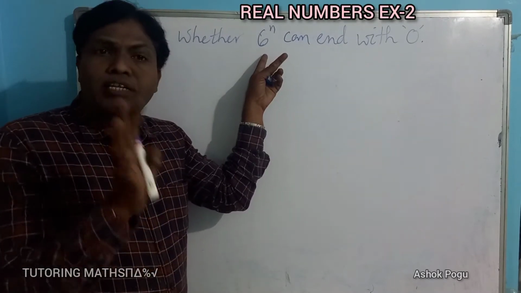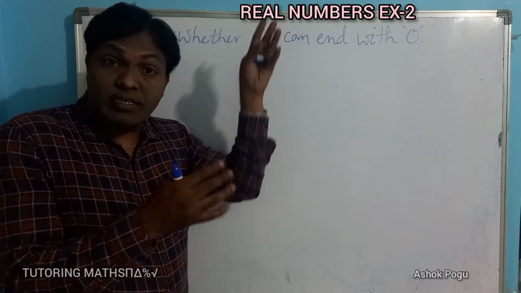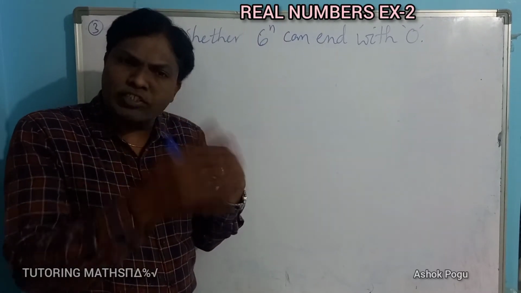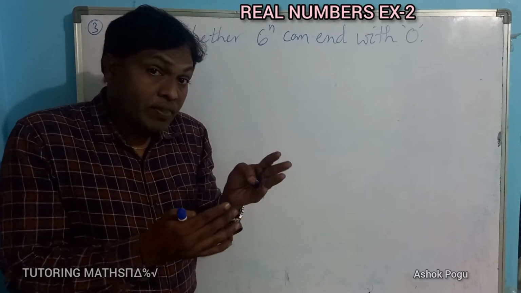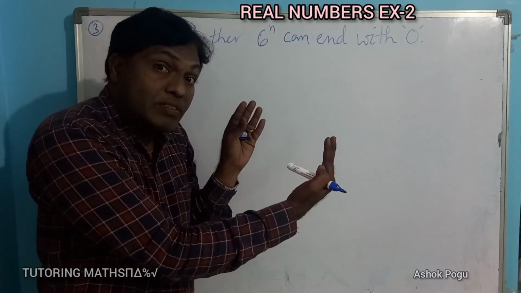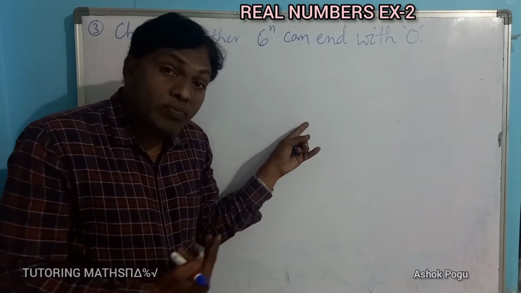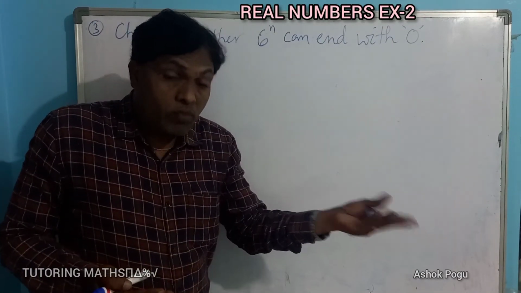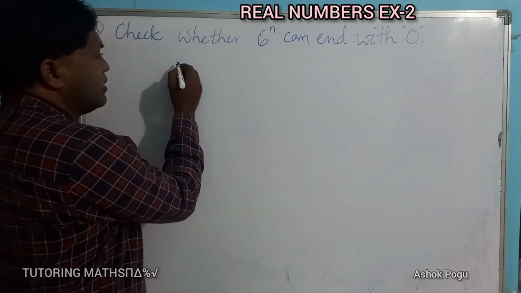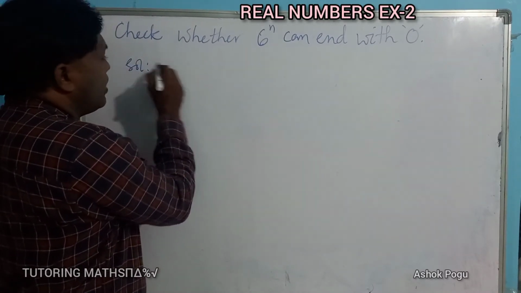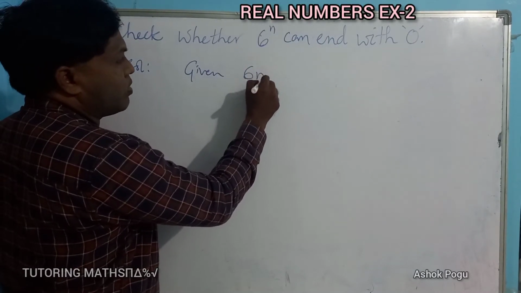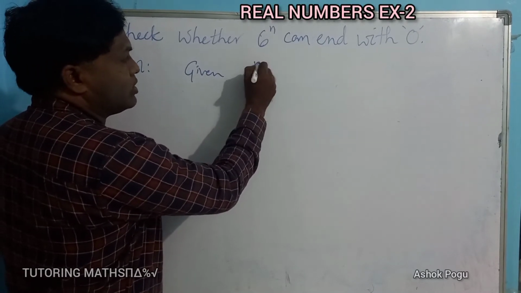If you find the product of 6 to the power of n, whether it is 6 squared, 6 cubed or 6 to the power of 5, anything, we have to check whether the result ends in 0, that is, whether the last digit of the product will be 0. Yes, here what is the solution? We have to check the given 6 to the power of n.